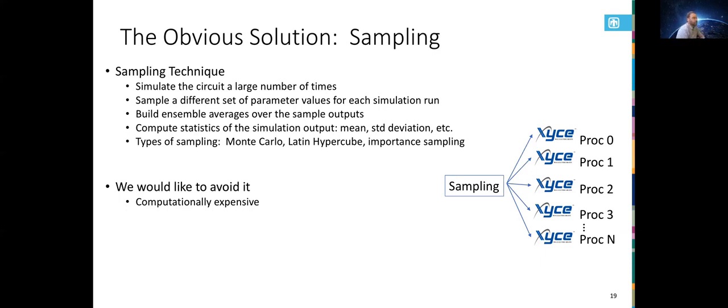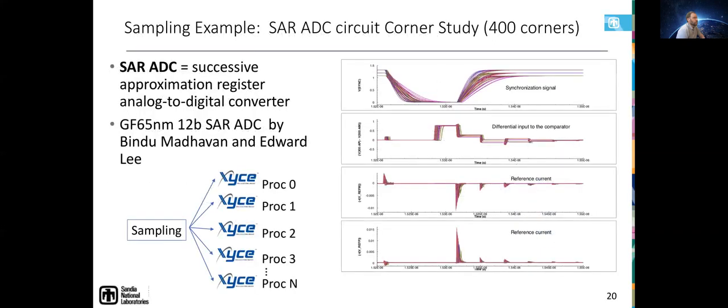Anyway, so here's an example. One of our collaborators at USC, they designed a SAR ADC circuit, and we ran it in Xyce and did a corner study. This is 400 corners, I think. And so I think on one of the large computers here, I was running 100 corners at a time, but obviously that's a fairly time-consuming calculation.